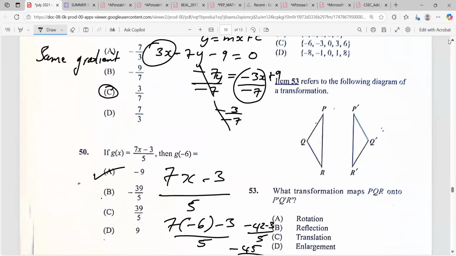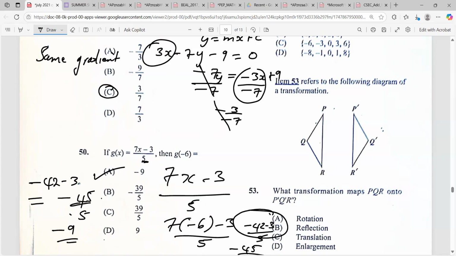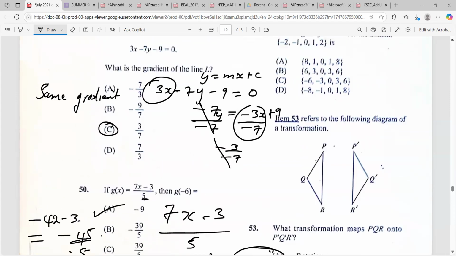Because I wrote 9. Oh, it should have been positive 9 though. Negative 9, because both of these numbers are negative, right? So when you have the 42, it will be negative 42 minus 3, both negative. So when you add them, you keep the negative. And then now we're going to divide by a positive 5. So a positive into a negative gives negative. Watch out for the sign as well, all right?